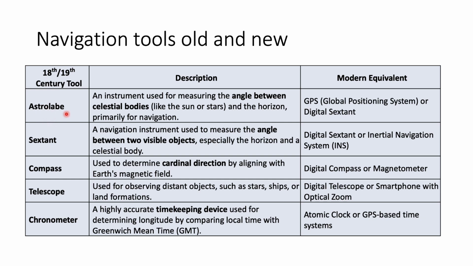First one is the astrolabe. This astrolabe is generally used for measuring the angle between celestial bodies like the sun or stars and the horizon, primarily for navigation. This is the old one.